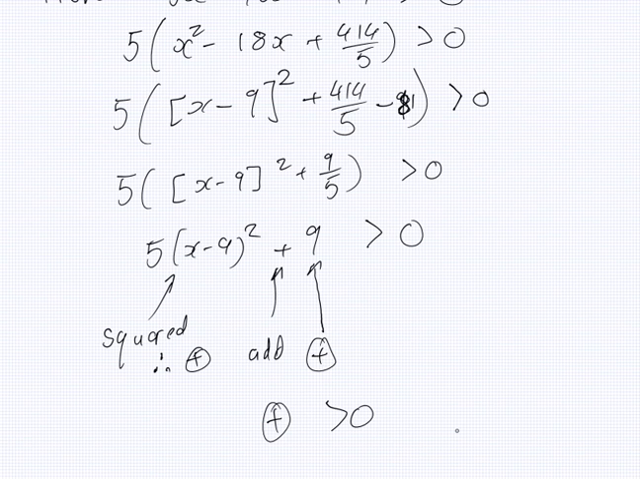So it doesn't matter what number you pick for x. Give me a number. 7. 7 minus 9? Minus 2. Square that? 4. It's positive. Yeah, you got the idea? So it's always positive.